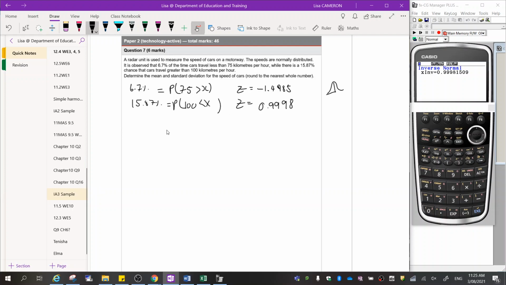I've got enough that I can solve simultaneously. The only thing we need to remember is to calculate an actual score. The z-score is equal to the score minus the mean over the standard deviation. So I've got this information, which is your z-score. So I've got this here, and I've got this one over here. So the only thing I'm really still trying to find are these two.